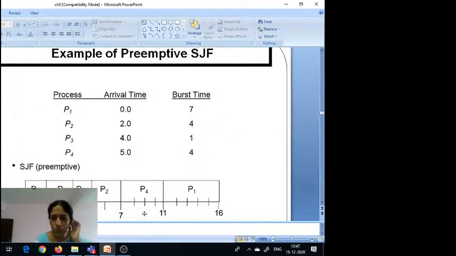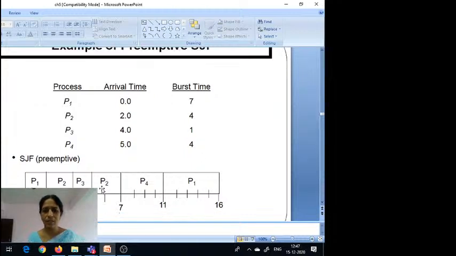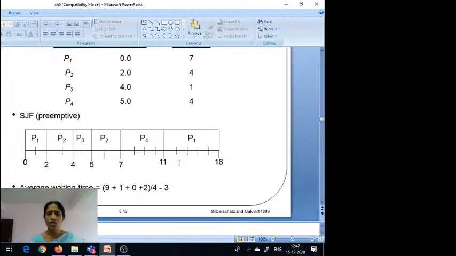After completion of these 2 milliseconds, P2 is completed, and P3 is completed. Now, coming to P1 and P4, P4 has the minimum, so it runs and completes at 11 milliseconds. After completion of this one, P1 is assigned to the CPU and completes its execution, that is 11 plus 5, 16. This is how we find the average waiting time.